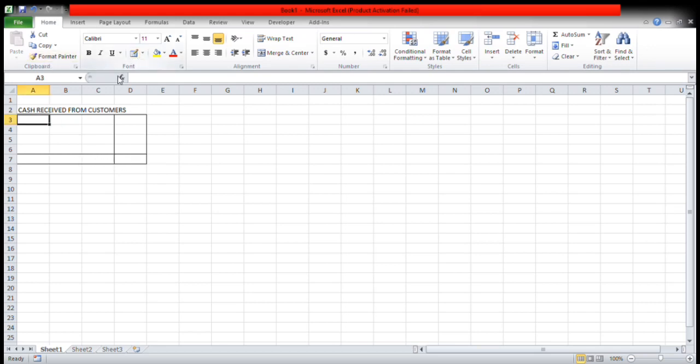Alright, guys, for the cash received from customers, I'm not going to explain why we prepare it when dealing with the cash flow statement, because you have the knowledge from your high school level, N4, N5, and also N6. I'm not going to explain why we prepare the cash received from customers and why we enter sales and so on. So the first item will be sales.